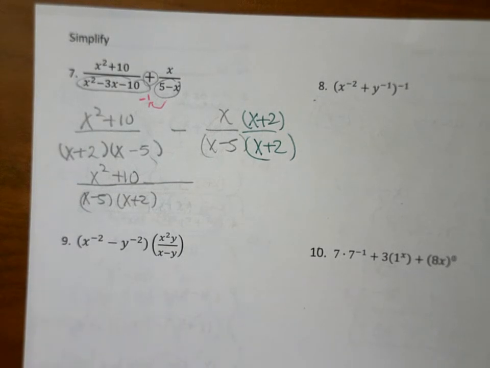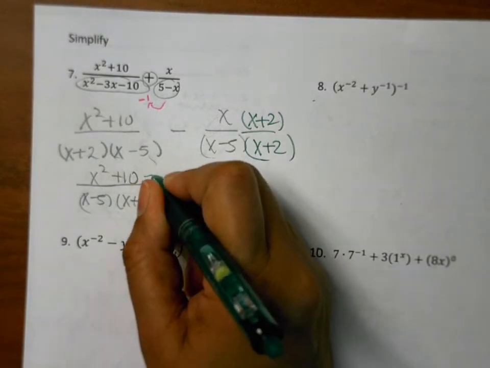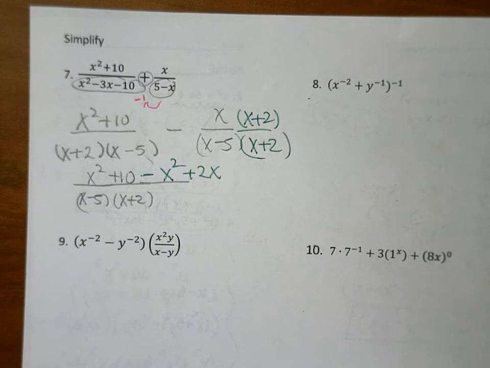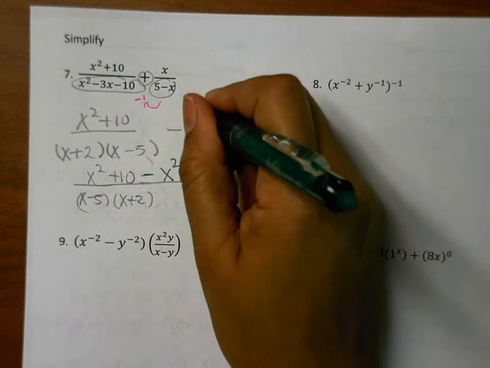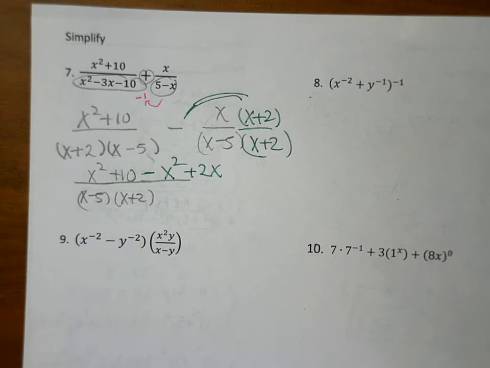So, what do I distribute? X squared plus 2x is what I heard. And there's a minus sign there, so it's minus x squared plus 2x. No one's going to stop me? X squared minus 2x. Why is it minus 2x?